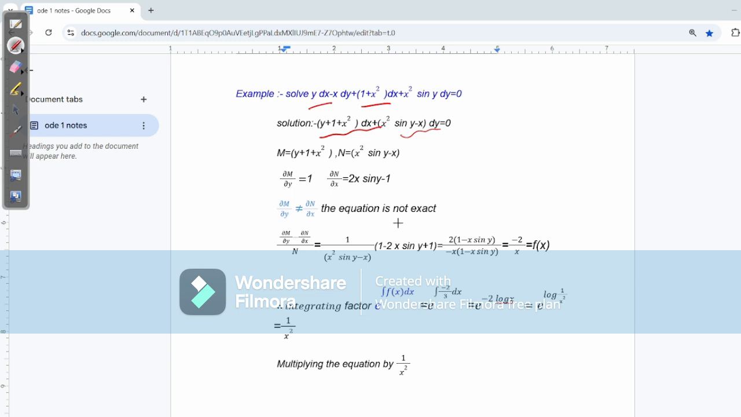So what we have to do is multiply this value. This value becomes 2 into (1 minus x sin y) by minus x (1 minus x sin y). Okay, when you cancel this out, this value gives minus 2 by x equals f of x. The integrating factor here is e power integral f of x dx. So what you'll get is e power integral of minus 2 by x dx, that is e power minus 2 log x, e power log 1 by x square. Okay, e and log get cancelled out. What is this value? 1 by x square. Multiplying the equation by 1 by x square.